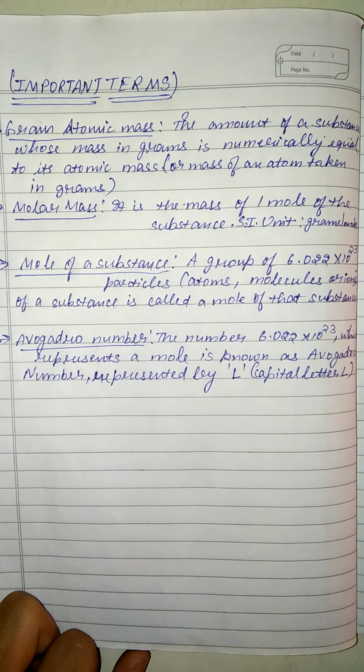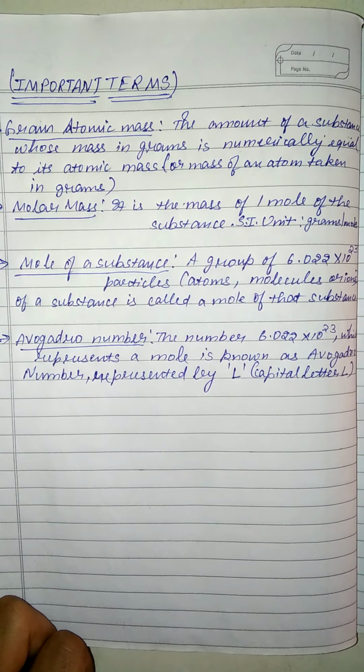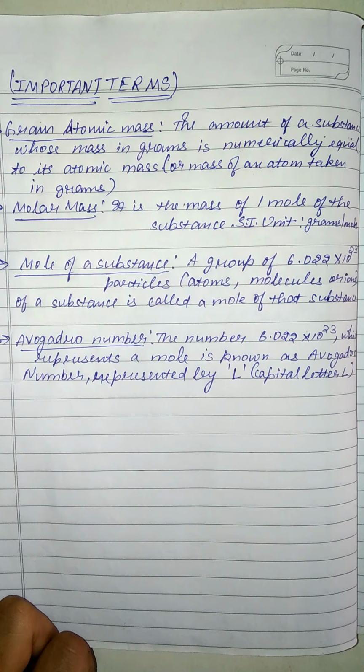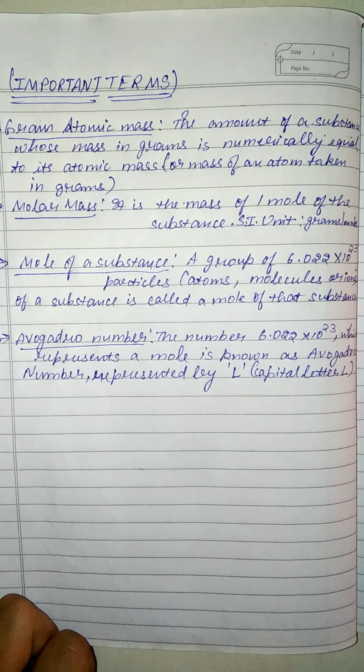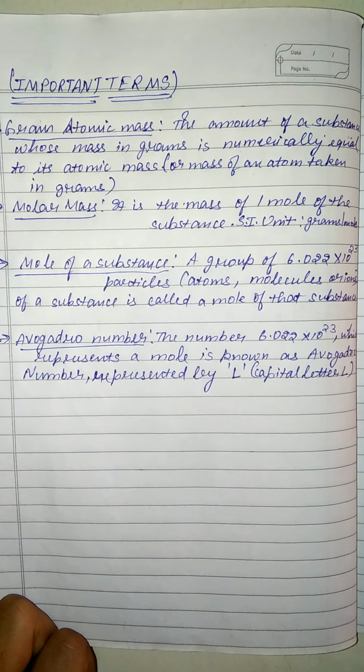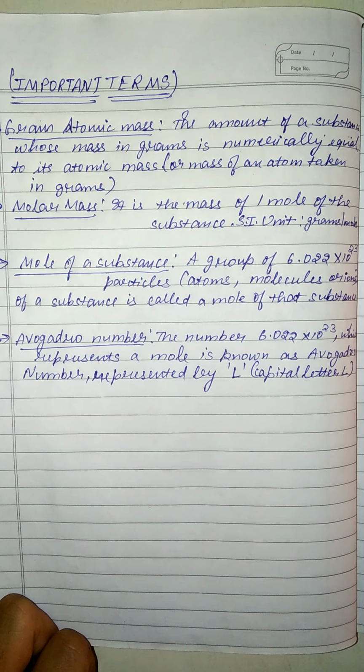The first term is gram atomic mass. Gram atomic mass refers to the amount of a substance whose mass in grams is numerically equal to its atomic mass. Or you can just simply say that it is the mass of an atom taken in grams.